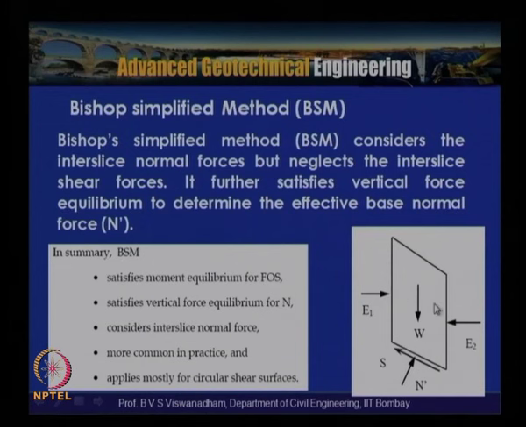The salient features are given here, and this is the typical free body diagram of a slice in the case of the Bishop simplified method, showing the weight of the slice and the shear strength mobilized along the failure surface. n dash is the normal force acting on the failure surface, normal to the failure surface, and E1 and E2 are the interslice forces on a particular slice. So the Bishop simplified method considers the interslice normal forces but neglects the interslice shear forces. It further satisfies the vertical force equilibrium to determine the effective base normal force n dash.